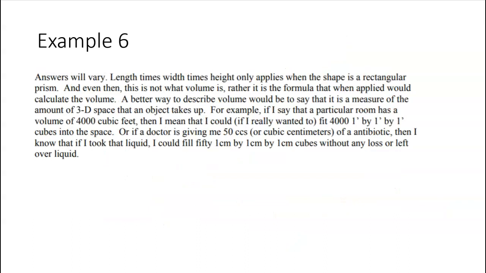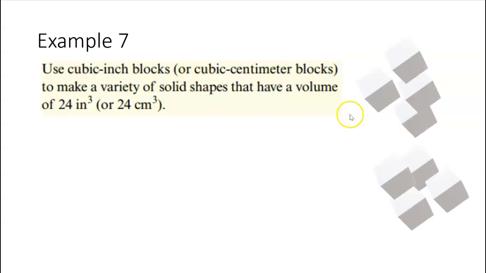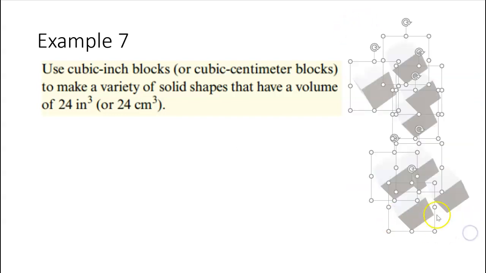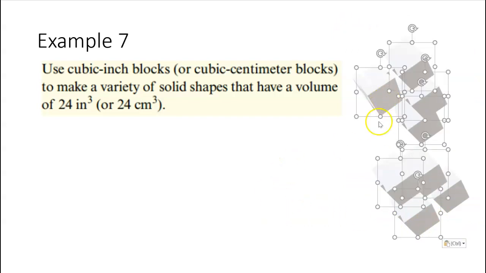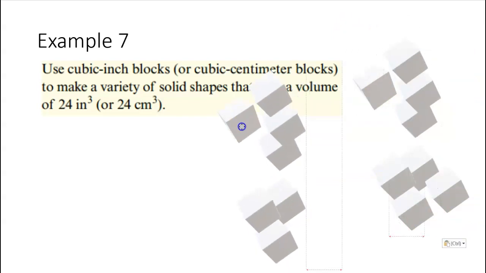And there it is written out if you want to see it again. All right, so now I've got these cubes, and these did come from that website. Oh, actually, these came from PowerPoint, but I think I do have a picture with that website. So use cubic inch blocks or cubic centimeter blocks to make a variety of solid shapes that have a volume of 24 cubic inches. So literally any shape I build. So 1, 2, 3, 4, 5, 6, 7, 8. So if I want 24, I think I only have 7 here.